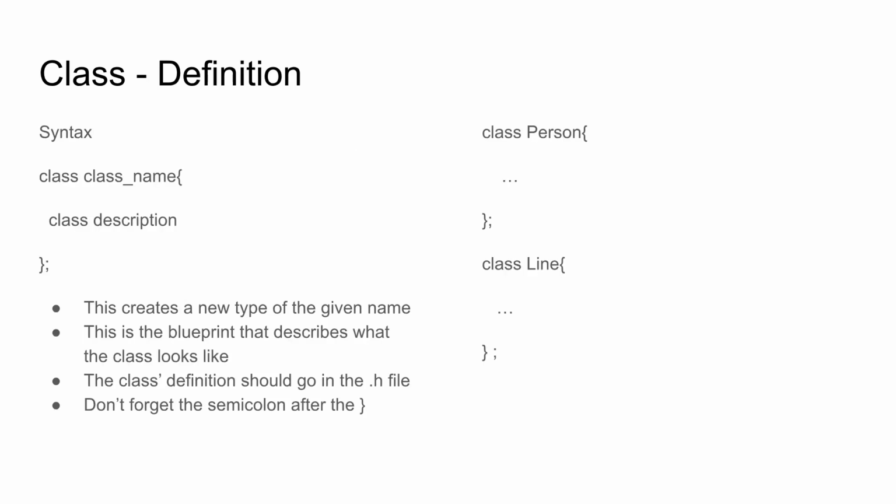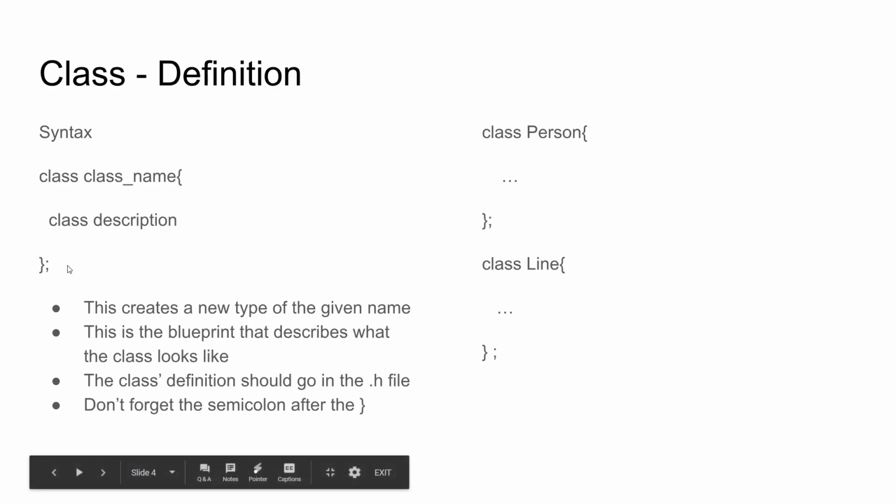So if we want to define a class, the syntax is you say class, class name, then you give the description of the class. The description of the class are its data members, as well as the items that make up that class. This is going to create a brand new type of whatever the class name is. And this part right here is the blueprint of what the class looks like. And this is going to be your class declaration. So this stuff goes in your .h files so that everyone knows what this object looks like. Again, the class's declaration, I should say, should go in the .h file.